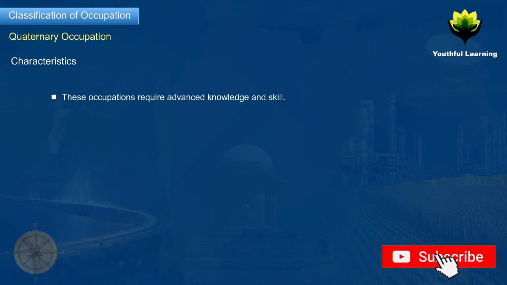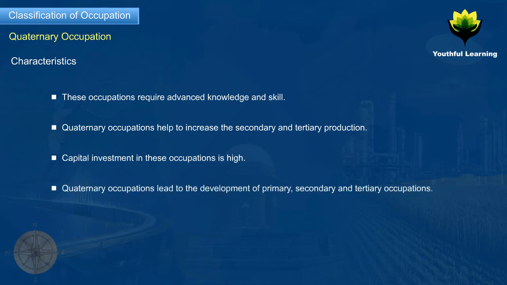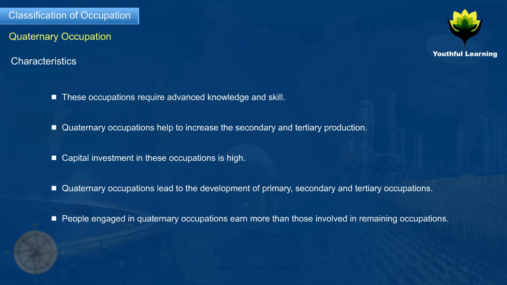Characteristics. These occupations require advanced knowledge and skill. Quaternary occupations help to increase the secondary and tertiary production. Capital investment in these occupations is high. Quaternary occupations lead to the development of primary, secondary, and tertiary occupations. People engaged in quaternary occupations earn more than those involved in remaining occupations.